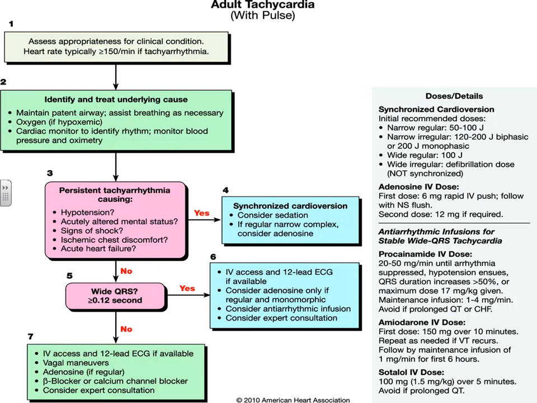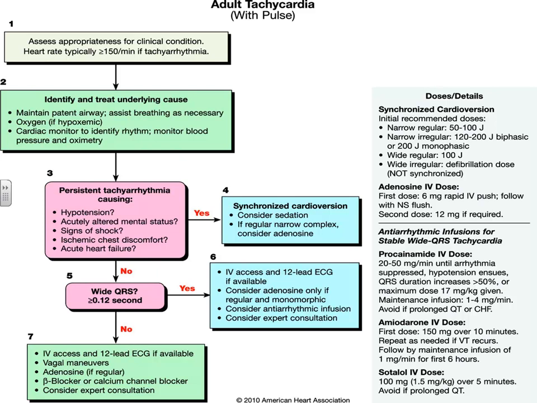But the reason why I'm throwing this in here is because I need you guys to understand that AFib, especially a fast AFib like we saw, is going to fall under your tachycardia algorithm. All right? It would be considered narrow.